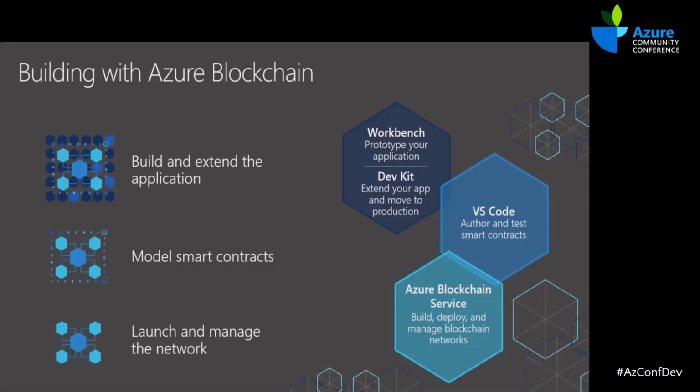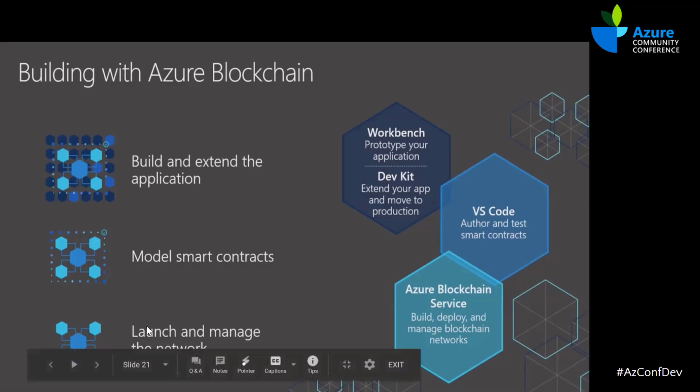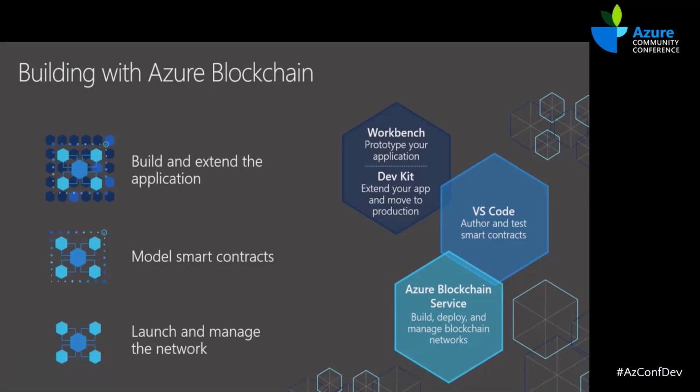So you not just build an application, but you're able to extend the services that the application offers. You're also able to model smart contracts, that is your business logic, right? Using VS Code. There's a VS Code plugin where you can author, write, and test your own smart contracts. And you can launch and manage the network, of course, right? Just now, as you saw, using the Azure blockchain service.